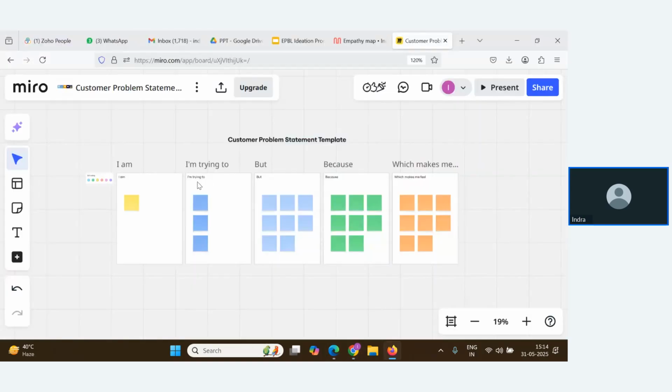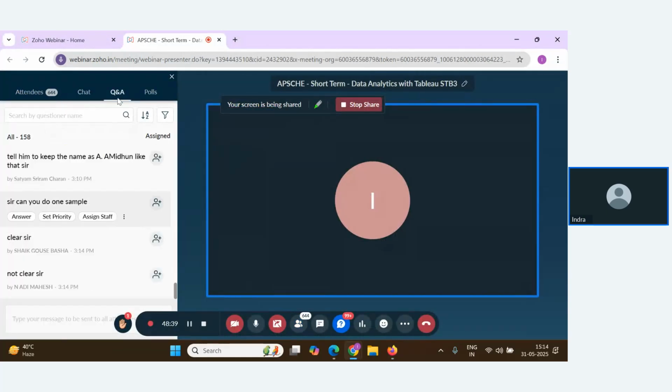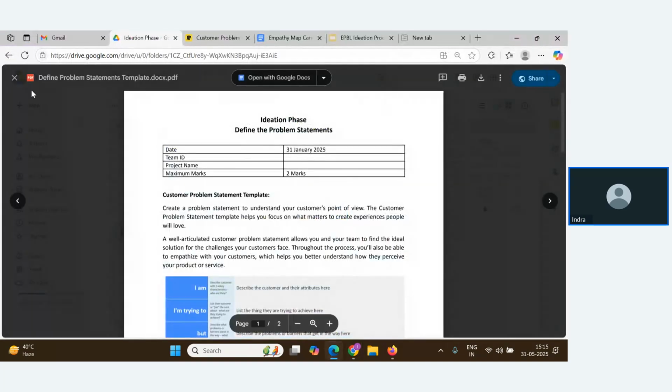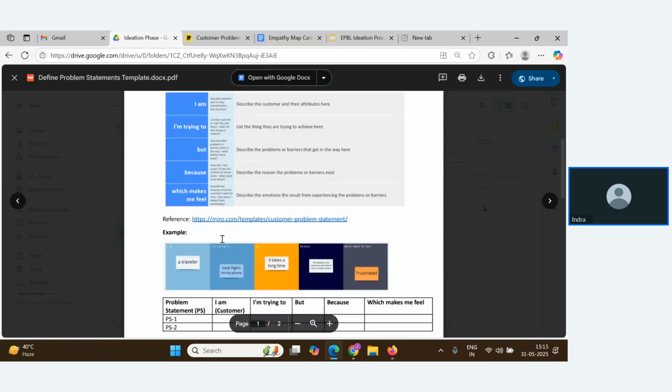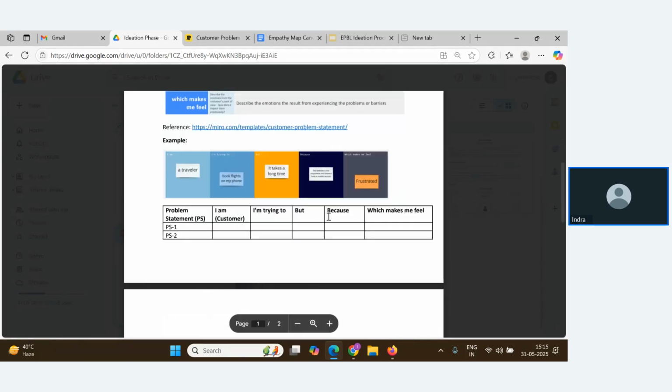Template clear? Clear. I'm telling you once again, guys, please understand it. Basically, in the problem statement template, whatever project you are working on, you have to create two scenario-based problem statements for it, and you have to fill this particular table.